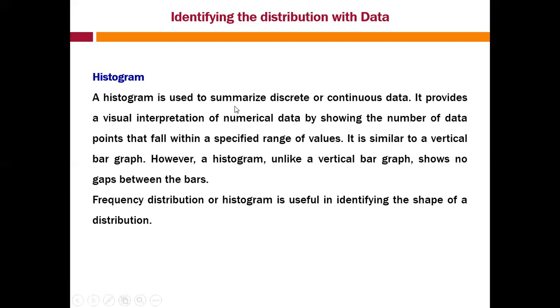So a histogram is used to summarize discrete or continuous data. You know that we have two types of data and we have already seen that, discrete and continuous. And it provides a visual interpretation of numerical data by showing the number of data points that fall within a specified range of values. A histogram is similar to a vertical bar graph, but the difference is that a histogram shows no gaps between the bars. And a frequency distribution or histogram is useful in identifying the shape of the distribution.